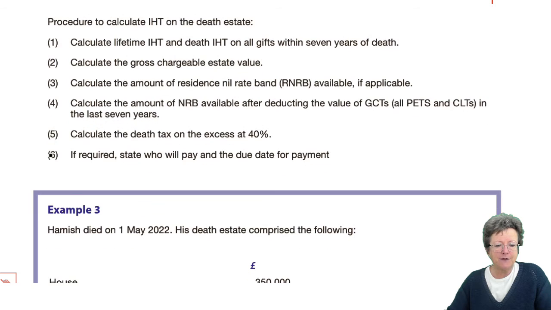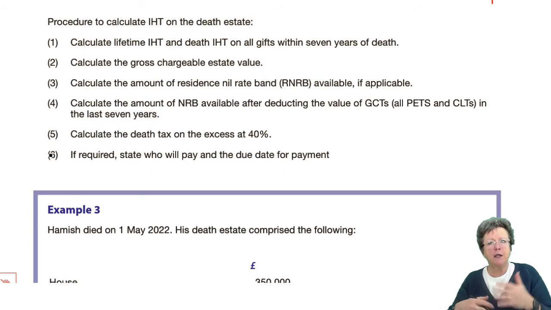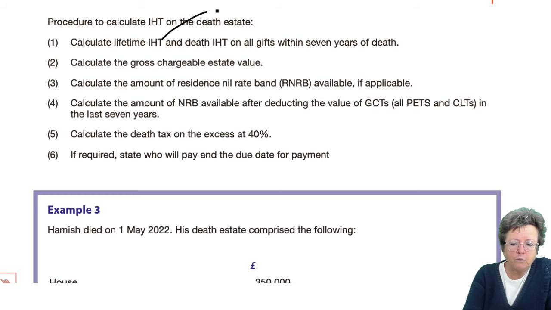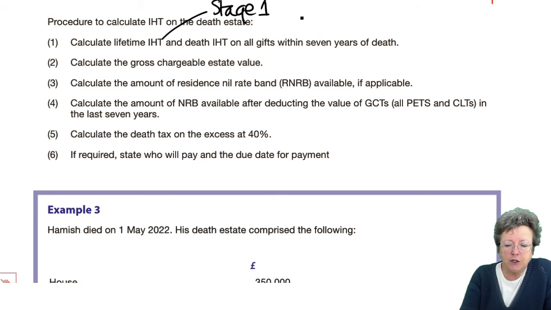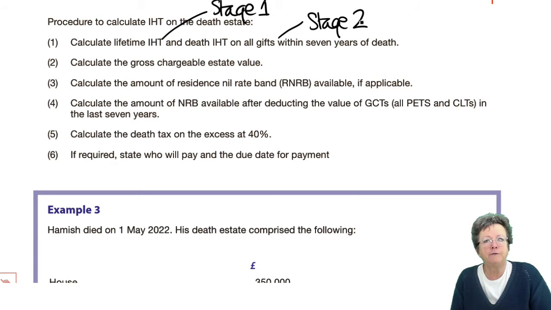So we have a death estate. What is our procedure? Stage 3. What are we going to do? So stage 1, work out the lifetime tax. Stage 2, work out any additional tax as a result of death.